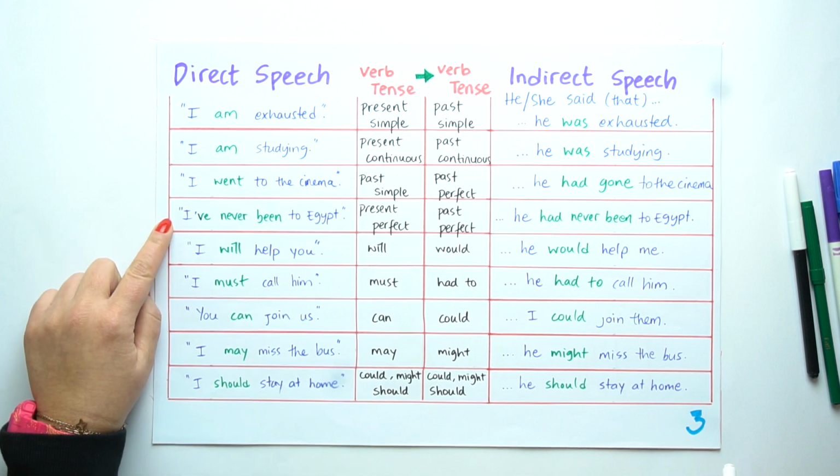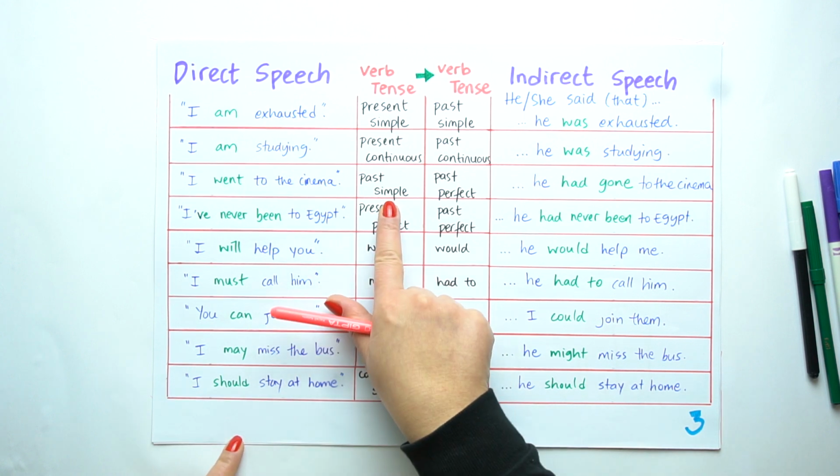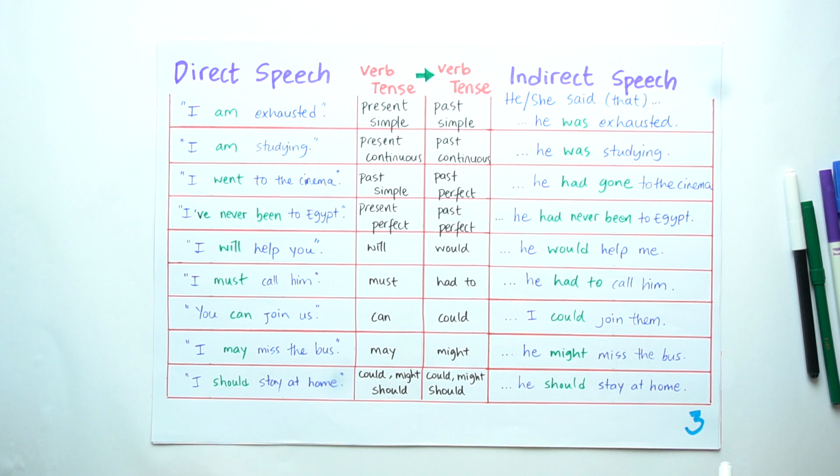Look at our fourth sentence. "I've never been to Egypt." The sentence is in present perfect tense, and present perfect becomes past perfect just like past simple. So the indirect sentence is: he said that he had never been to Egypt. The next sentence is in future tense. "I will help you," and will becomes would. So the indirect sentence is going to be: he said that he would help me.